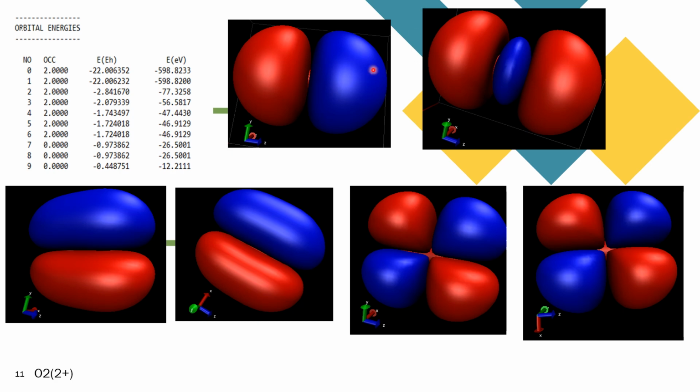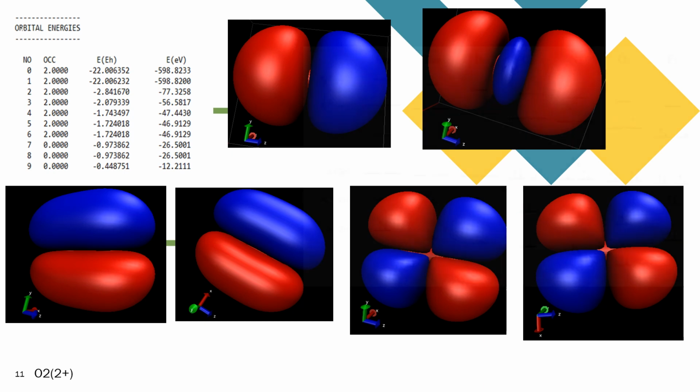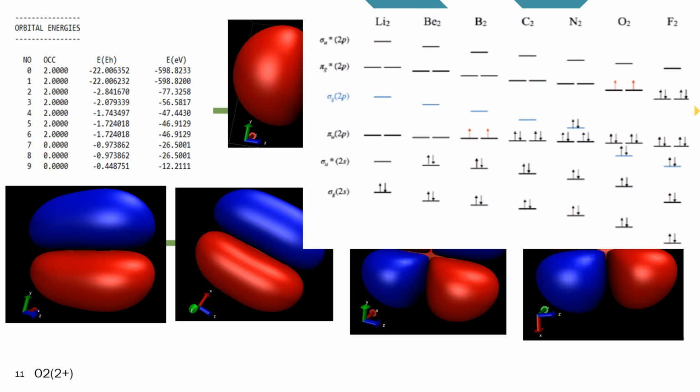Then we go on to fill the pi u 2p orbitals, and finally the pi g starred 2p orbitals. You can see again in the molecular orbital diagram that it is pulled to a lower level here, and this is because sigma orbitals have typically more s than p character, whereas pi orbitals are more p characterized and are affected less by this effect.